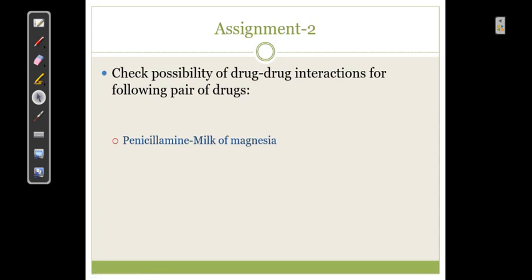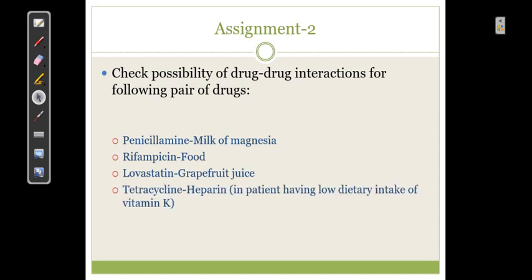The pairs are: penicillamine with milk of magnesia, rifampicin with food, lovastatin with grapefruit juice, and tetracycline with heparin, especially in patients who have a low dietary intake of vitamin K. For all these pairs of drugs, you need to check the possibility. That is the first assignment.